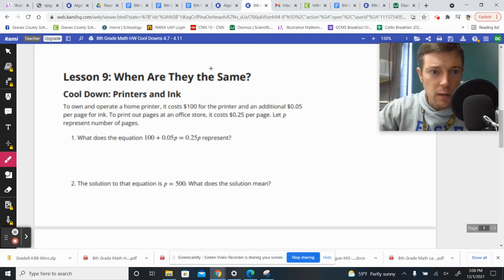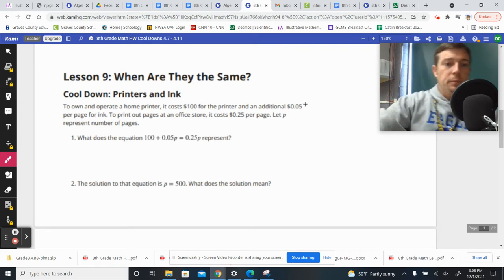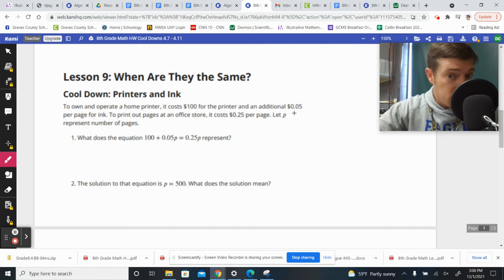And we are looking at this question about printers and ink and comparing a home printer that you purchase versus going to an office store and having them make copies for you or printing copies for you. To own and operate a home printer, it's going to cost you $100 just to purchase it. And then when you take into account the cost of ink and paper, you're going to pay about 5 cents per page. And then to print out pages at an office store, you can just go straight up just 25 cents per page when you go there to print things.